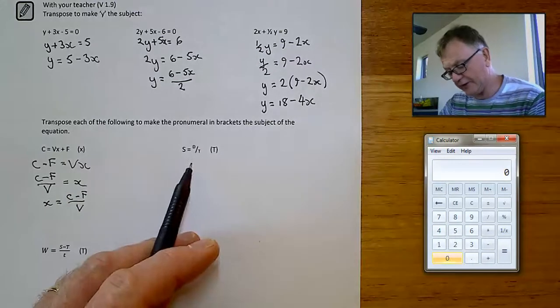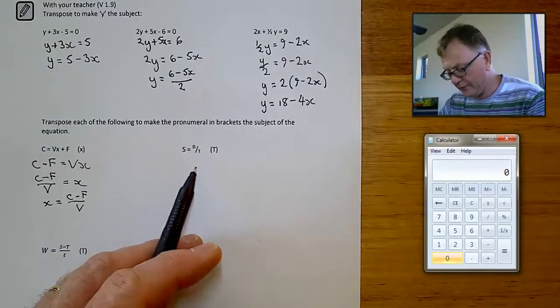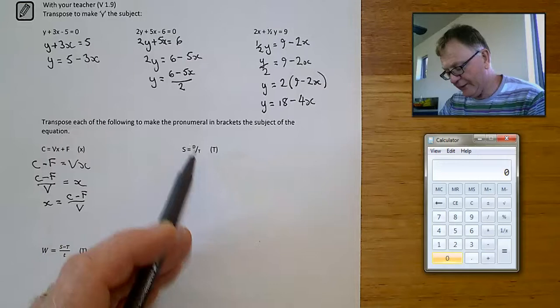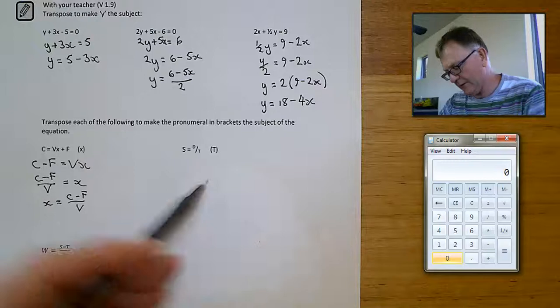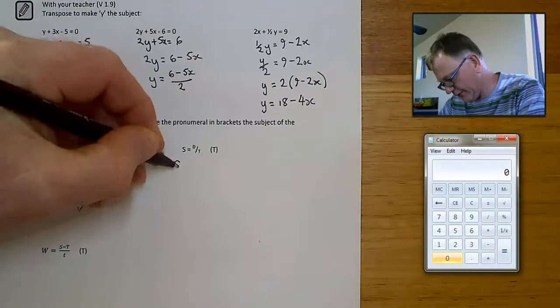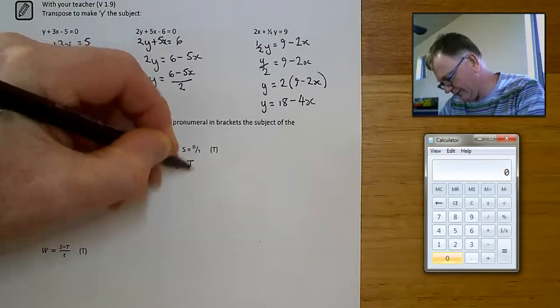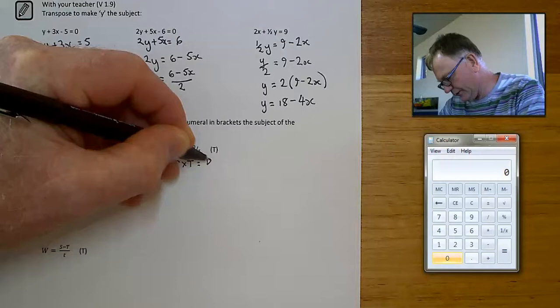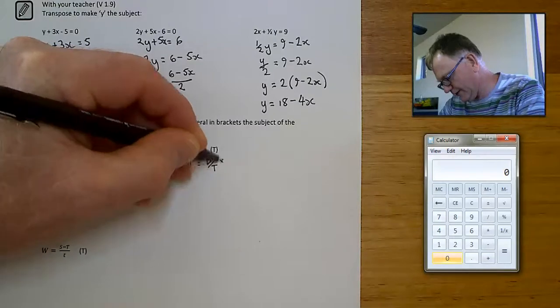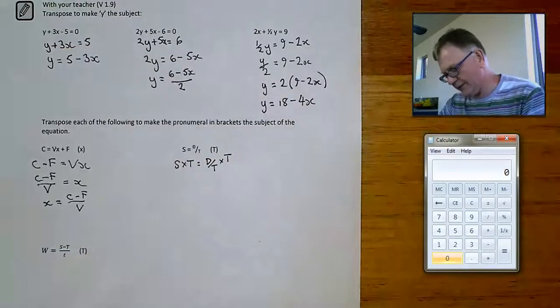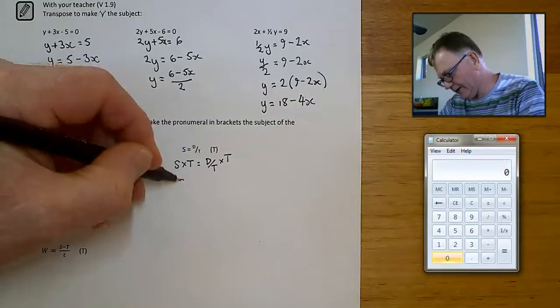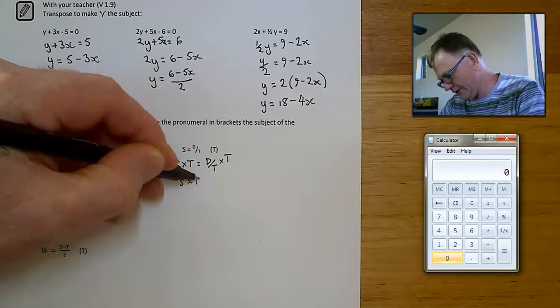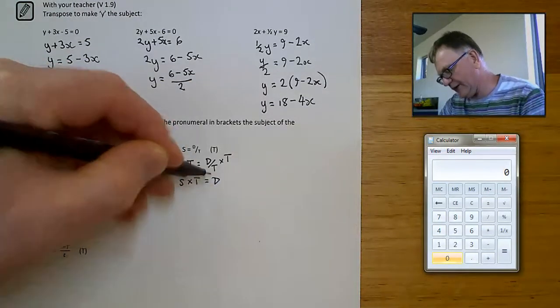Now that's quite tricky, but the way that we will go about it, at the moment it's d divided by t. If I was to get this and times both sides by t, I just might write in this extra step here. If I times that by t, and also times this side by t, I think you can see that t's will cancel on this side, so that means that s times t equals d.